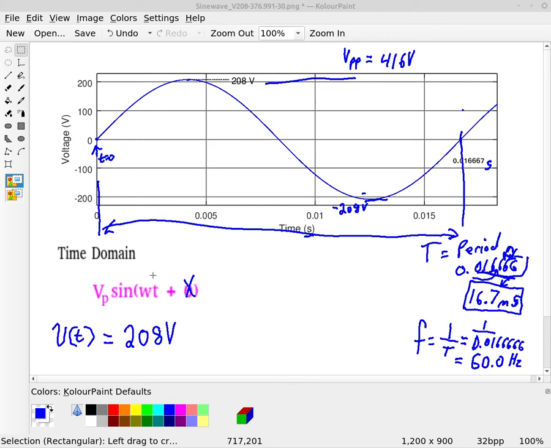Now, when we look at this time domain function of our waveform, we see omega t here. So there's our omega t.